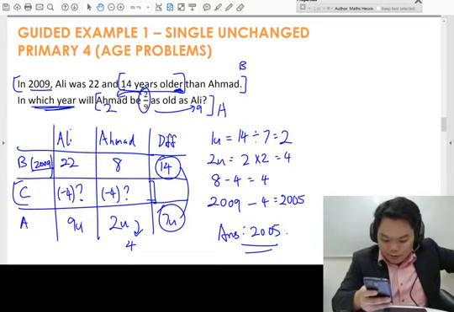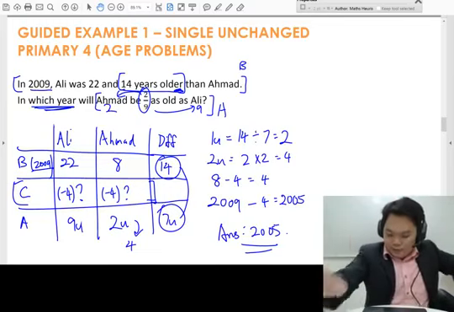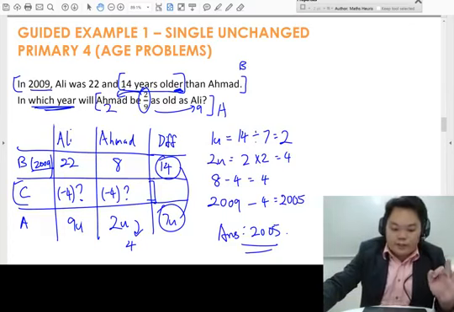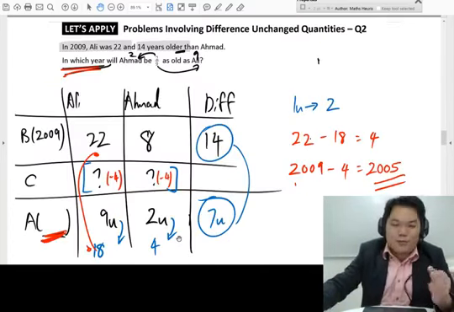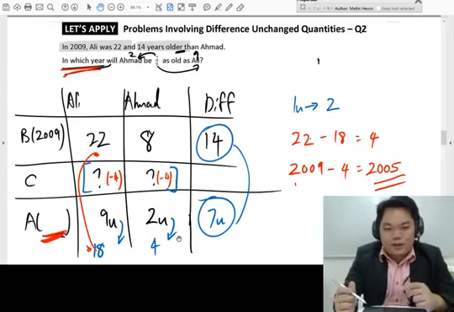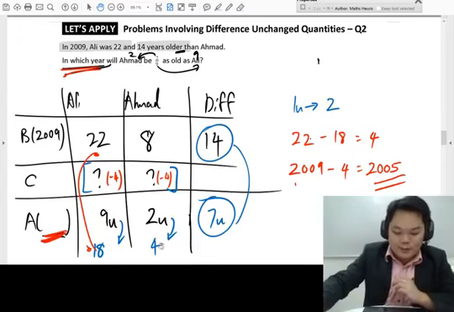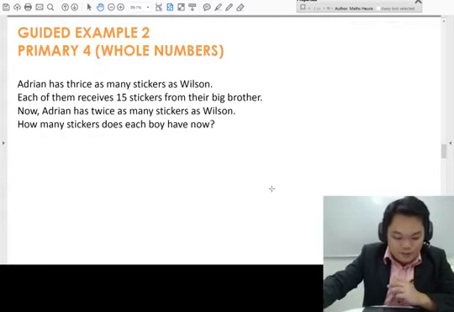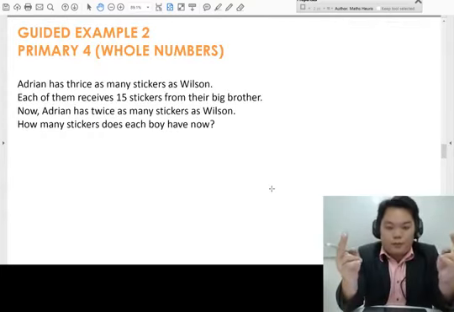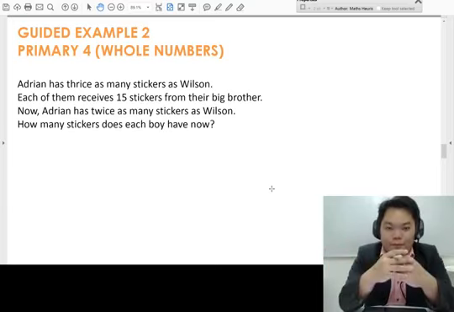Thank you, Jillian. Thank you, Vidya, Veron, Ding Lin. So the other 3 questions will be based on this idea. So this is what I've prepared just now, just to discuss with you in case you all are not sure. But anyway, I don't think I need this anymore. So let's move on to guided example 2 on whole numbers for primary 4.